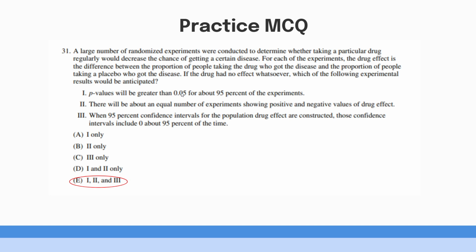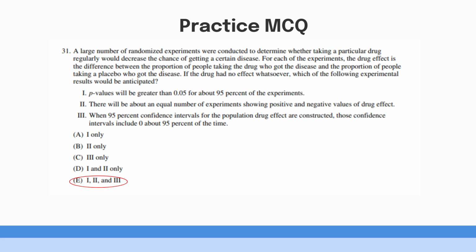Okay, so a p-value of 0.05 means that since we're saying p-values will be greater than 0.05, we can assume that in this scenario, the significance level is 0.05. Since the significance level is 0.05, that means the probability of making a type 1 error, which means the probability of saying alternate is true when actually null is true, that's a type 1 error.